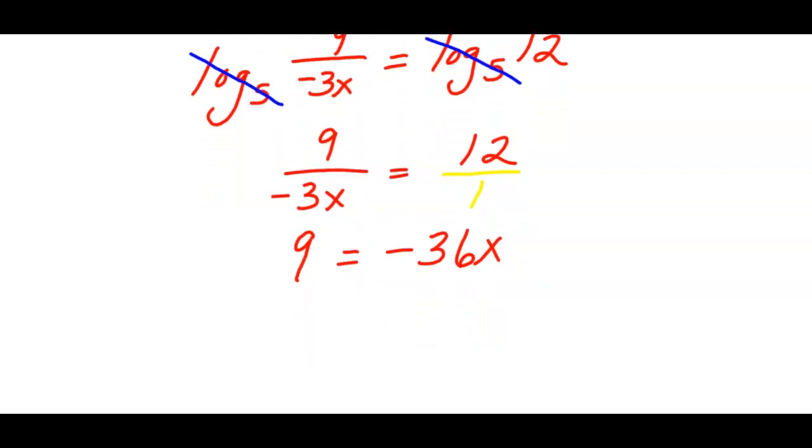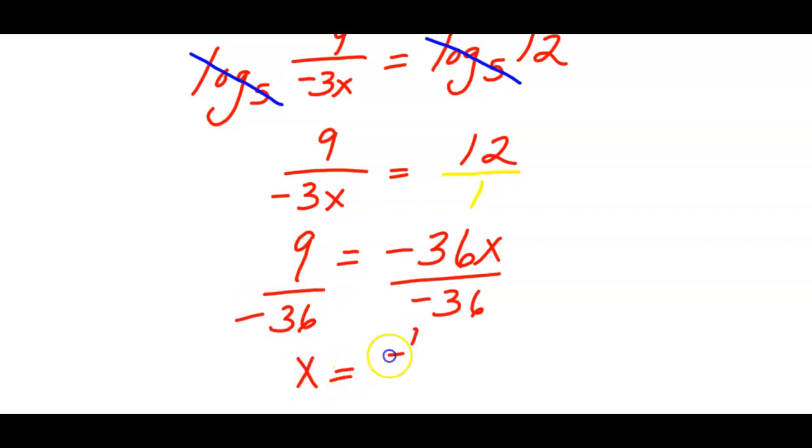Or you can think about it as multiplying both sides by negative 3x. Either way, you get the same answer. Divide both sides by negative 36. So x equals negative 1/4.